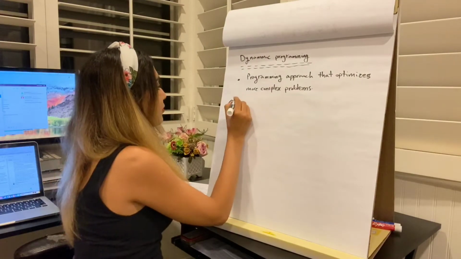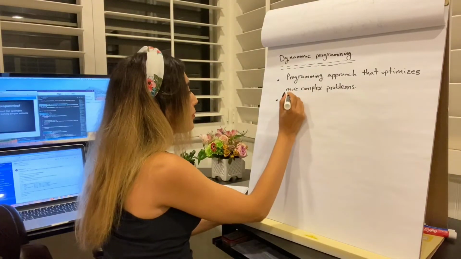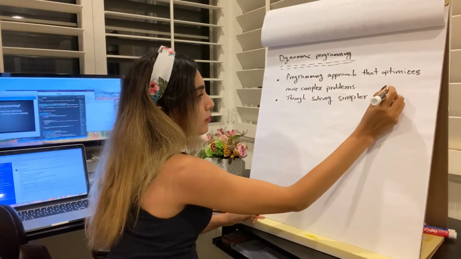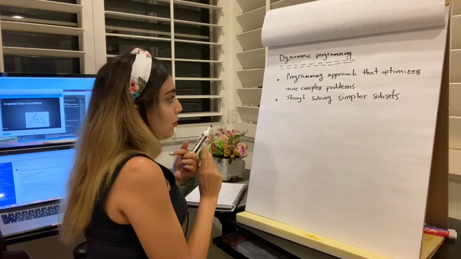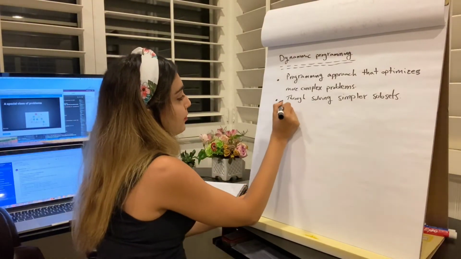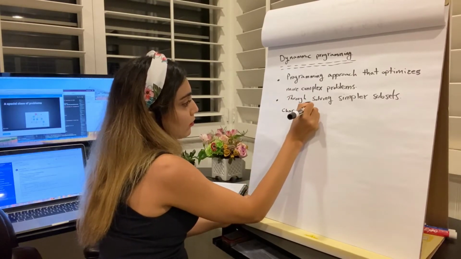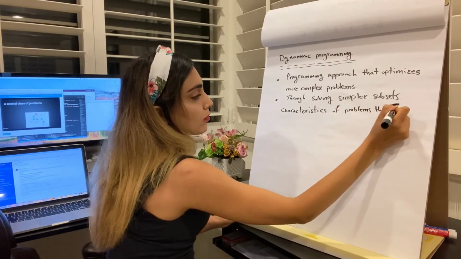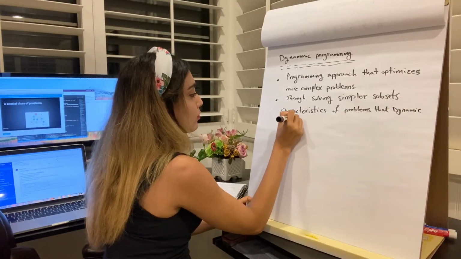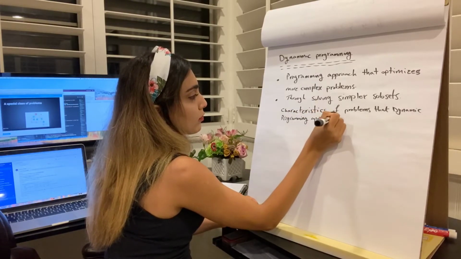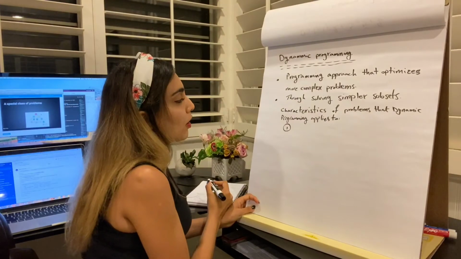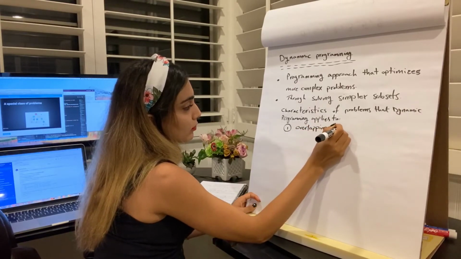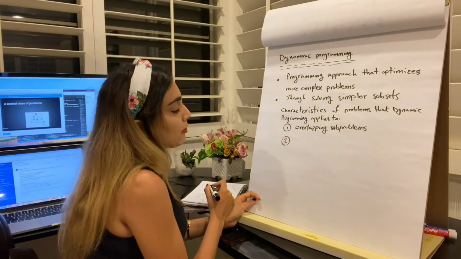Well, how does it do that? So it'll do it through resolving simpler subsets. So, dynamic programming is applied to a particular set of problems. These problems have two specific characteristics. One is problems with overlapping subproblems. The second one is problems with optimal substructures.